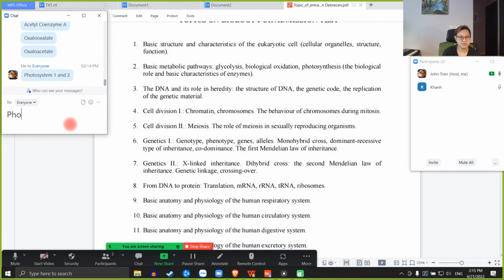Photolysis. First things first, you have to talk about photolysis, right? Which is the breakdown of water molecules, using the energy of the sunlight.